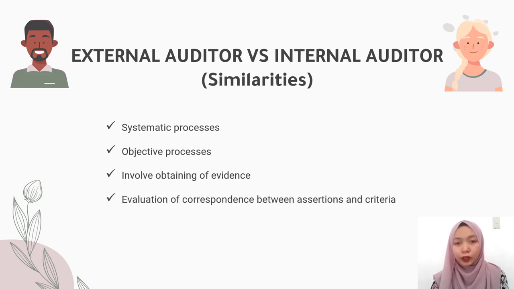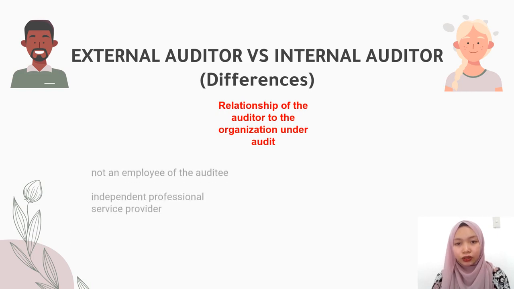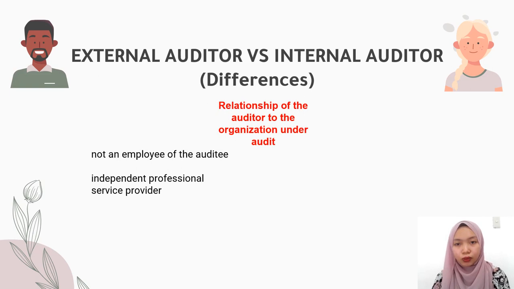Next, even in internal audit, we have assertions and criteria. And lastly, they both include communication of results to users, which also means even in internal audit, we also have an audit report. However, despite these similarities, differences also exist between the two. First, in terms of the relationship of the auditor to the organization under audit. The external auditor is not an employee of the auditee, as we also illustrated a while ago, meaning an organization engages a totally independent company to perform audit services for them.